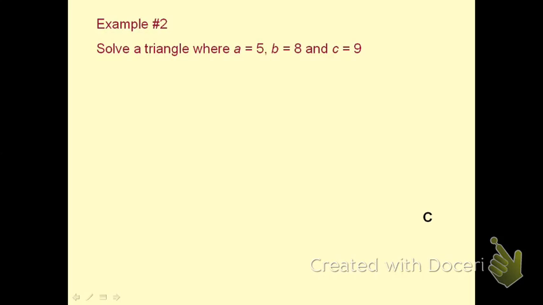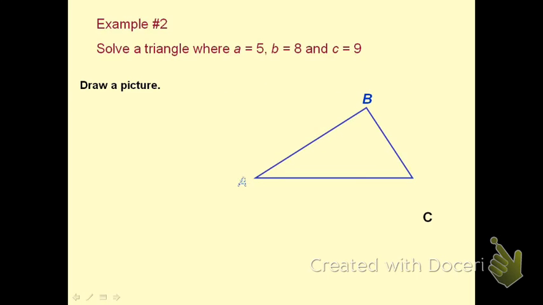Okay, here's another example. First thing you want to do is draw a picture. Again, it doesn't have to be drawn to scale. You notice the last one wasn't. And fill in what you know. In this case, we know the three sides, A, B, and C. So I put those across from the capital letters A, B, and C.